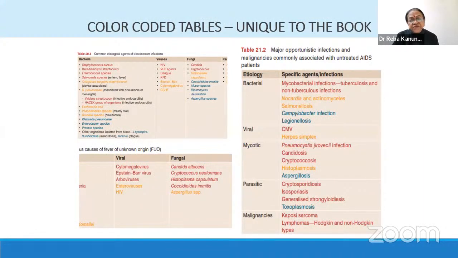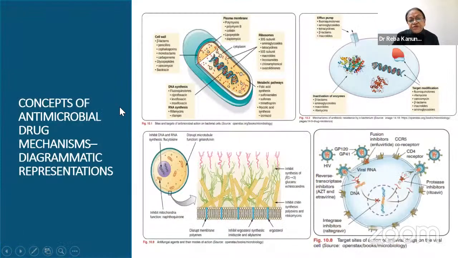The other unique feature of this book is the common etiological agents. Let's say in bloodstream infection, in each chapter we have boxes which tell them which are the common organisms associated with these infections, both bacterial, viral, fungal, and parasitic. This way, it is again reinforced for the student.